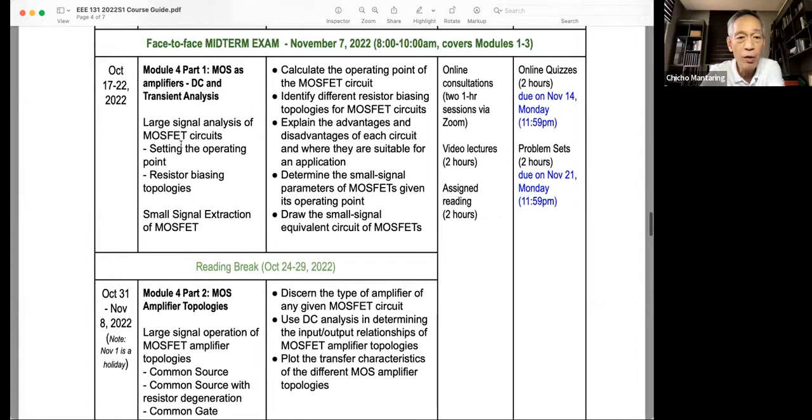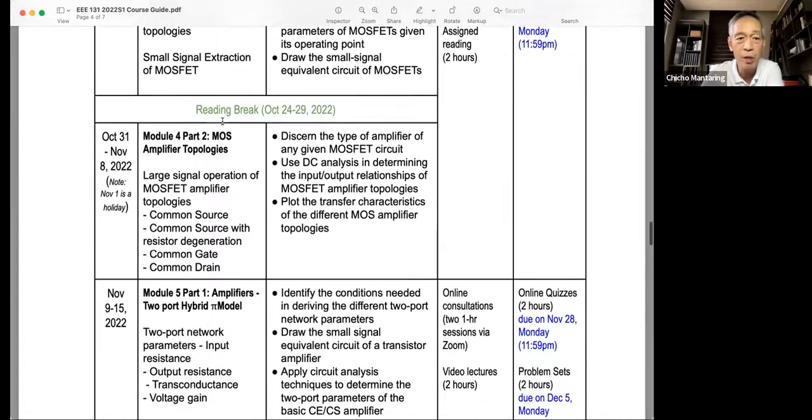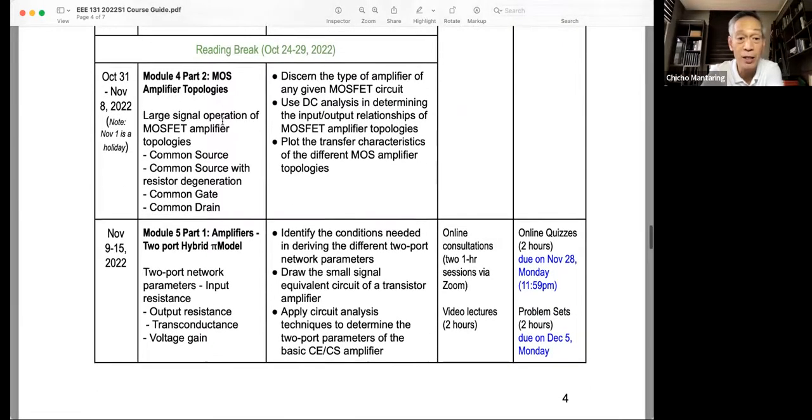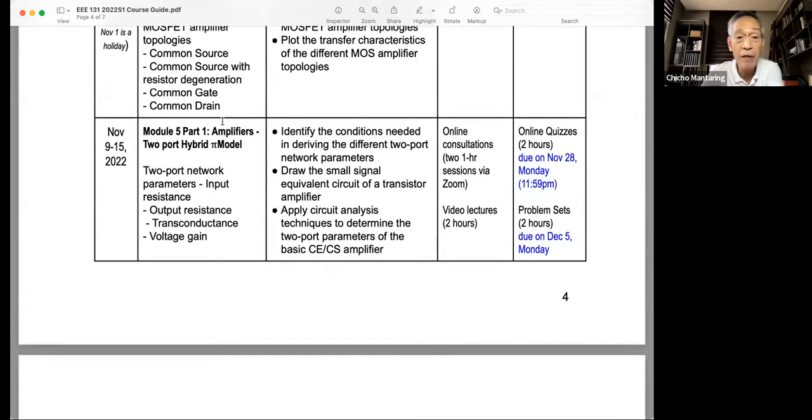Then module 4. Module 4 will have a reading break in between the 2 weeks of module 4. And this is now the MOS transistor used as an amplifier. So you're going to take up DC and transient analysis of the MOS transistor and the different MOS transistor amplifier topologies.